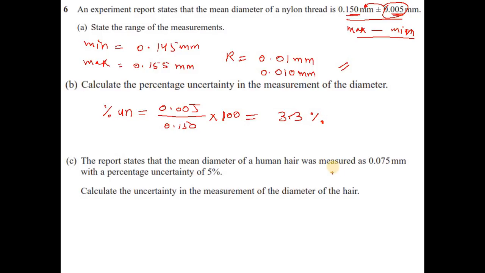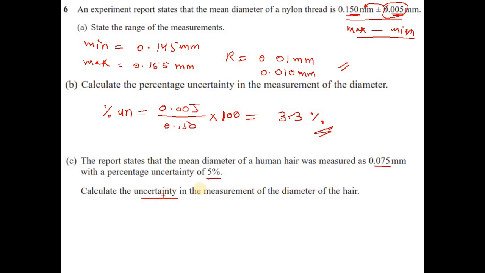So this is percentage uncertainty in your measurement. C. The report states that the mean diameter of a human hair was measured as 0.075 millimeter with the percentage uncertainty of 5%. Calculate the uncertainty in the measurement of the diameter.